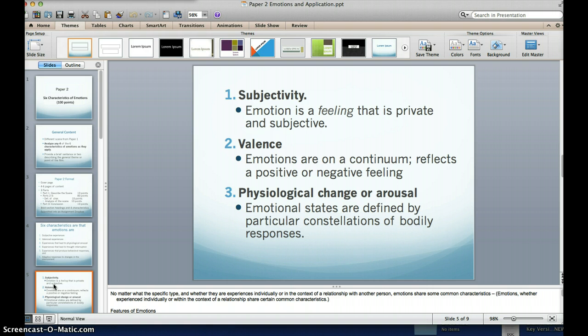The third characteristic, physiological change or arousal, means that emotional states can be defined by particular constellations of bodily responses. Specifically, these responses involve autonomously innervated visceral organs, like the heart or stomach. So, when an emotion is experienced, it is possible for someone's body to naturally respond through a change in the body, such as a rapid heartbeat, sweaty palms, and a churning stomach they are experiencing as a result of fear.